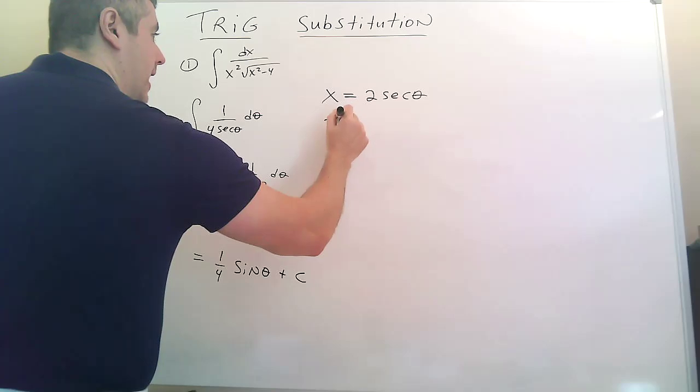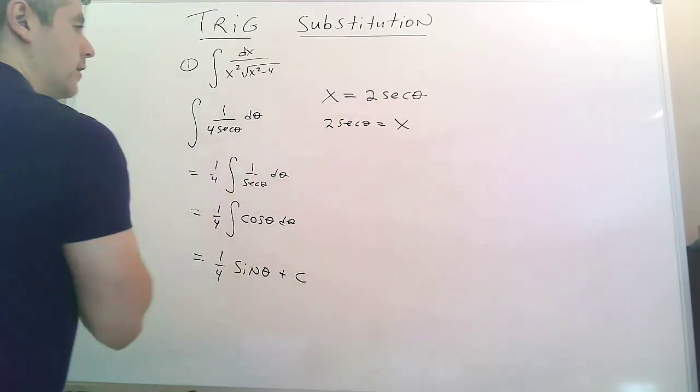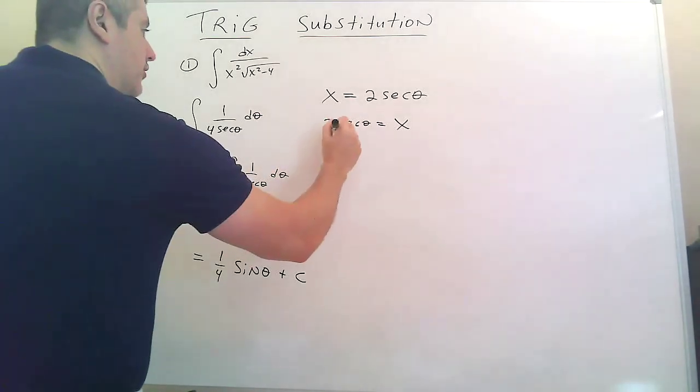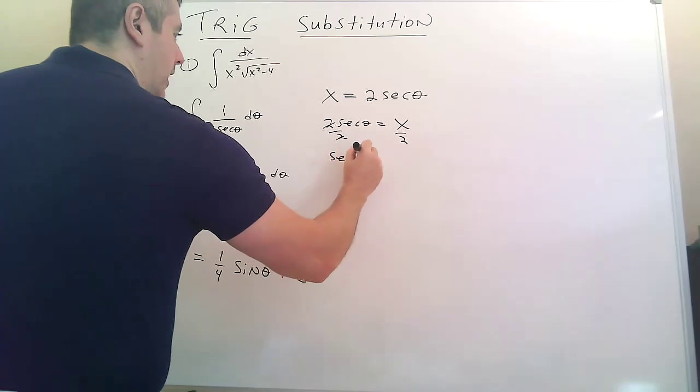I'm going to write it like this now. I'm going to switch it so that it's secant, right? All I did is just reverse it. Now I'm going to solve for secant. Why are you doing this? Let's see why I'm doing this.